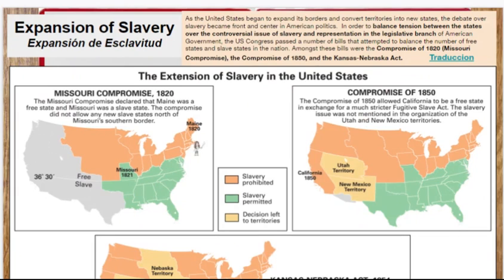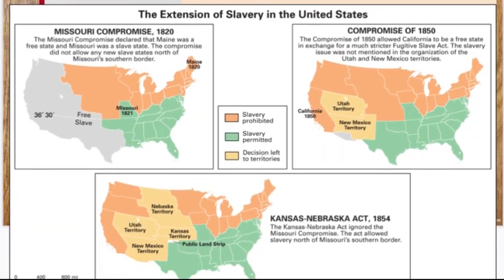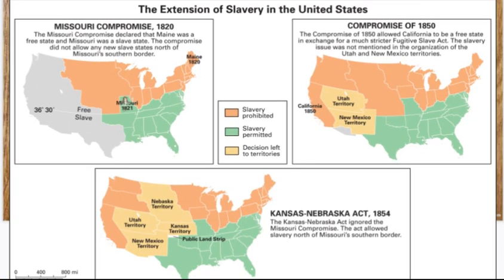So to preview the maps that you could see in the top right-hand corner of the lesson opener, we have the Missouri Compromise, the Compromise of 1850, and the Kansas-Nebraska Act. These are three of the compromises that we will take a closer look at in this lesson, but just a little overview, and I think the maps are very helpful to get that visual.